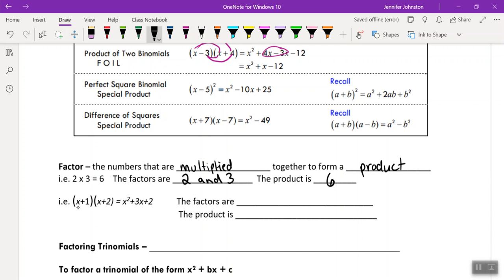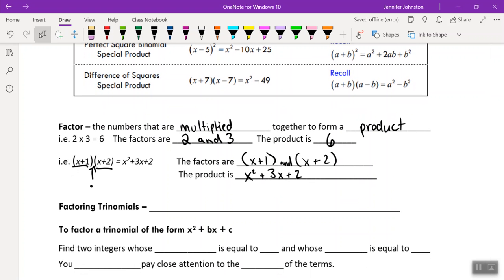What two things are being multiplied here? They're the x plus 1 and the x plus 2. Those are the two factors, being multiplied, and there's a multiplication sign here. Their product, the final answer, is x squared plus 3x plus 2. So to factor something is to do the opposite of expanding. We're not expanding anymore; we're moving from this to its factors.